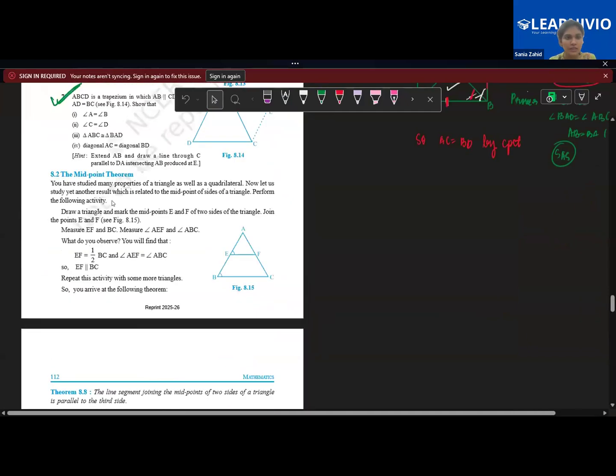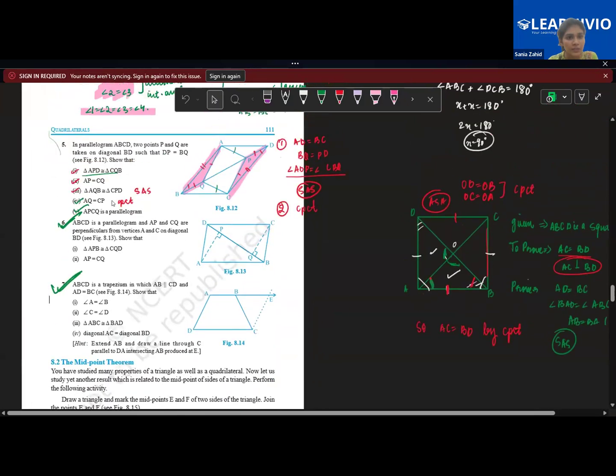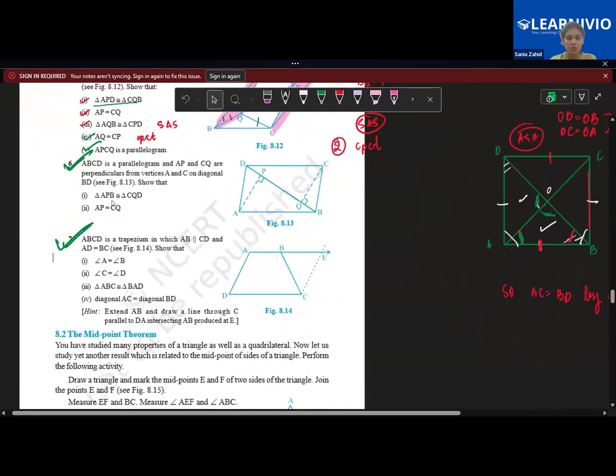Have a look at the screen, and now we have completed question number 5. Questions 6 and 7 I will be discussing today. Children, before I discuss questions 6 and 7, I just want to first have a discussion on the midpoint theorem, okay? And once I'm done with the midpoint theorem, I'll come back to these questions.